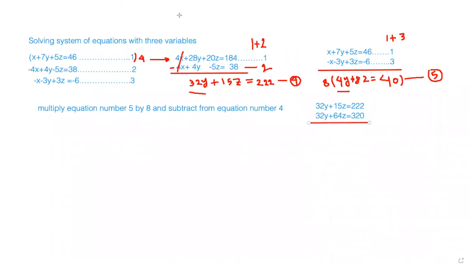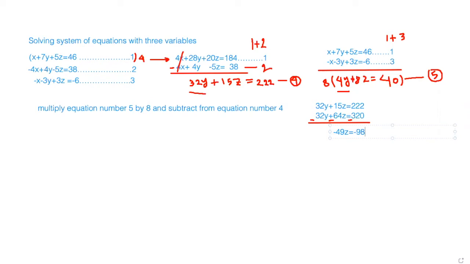So we have to switch all the signs for the terms in the second equation. So negative 32, negative 64, negative 320. So when we subtract, the 32 cancels. Then we have here negative 49G equal to, so 320 is negative, so the answer will be negative. And then 320 minus 222 is 98.